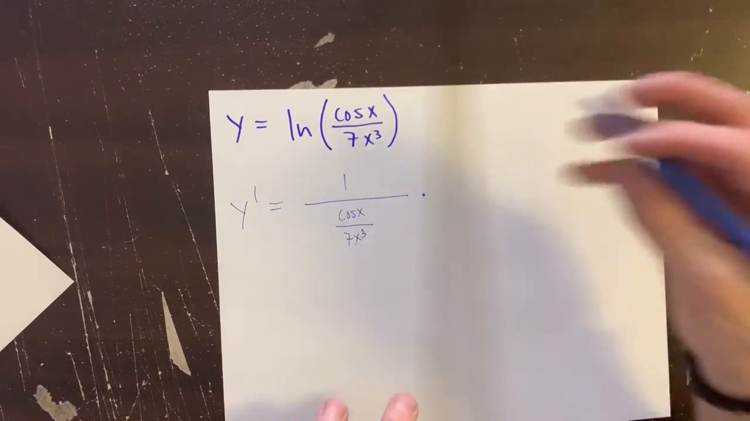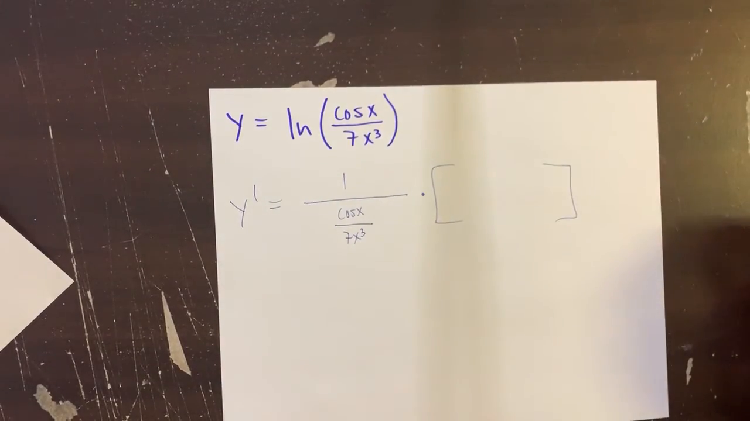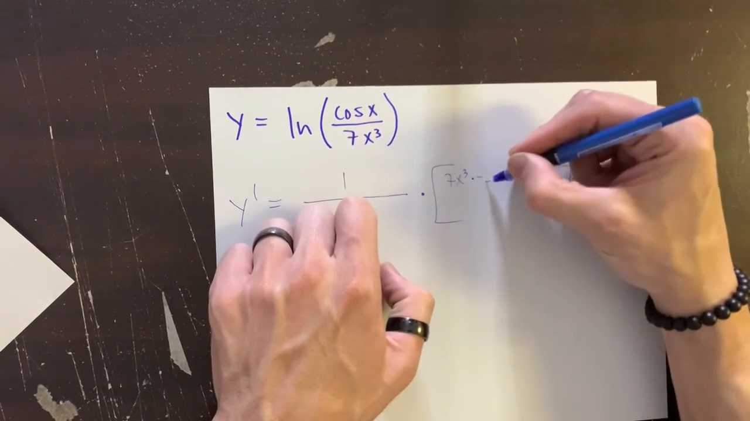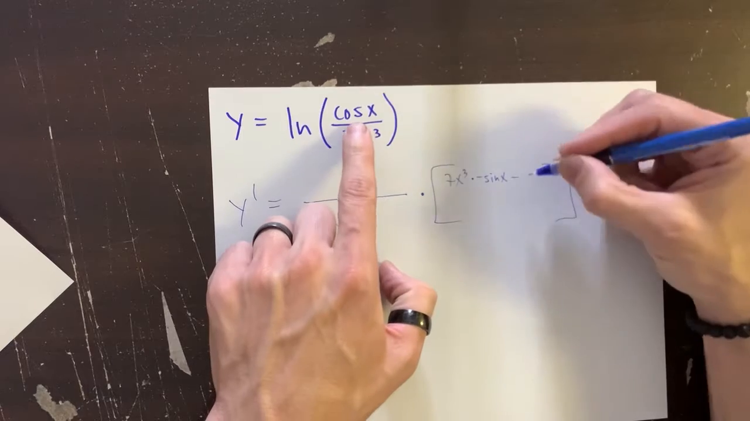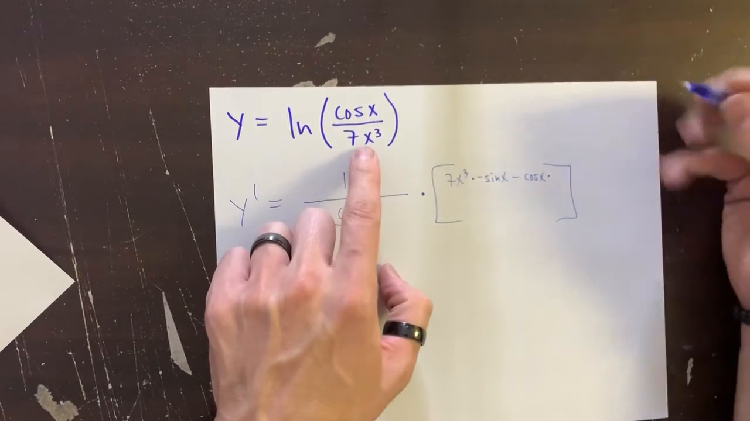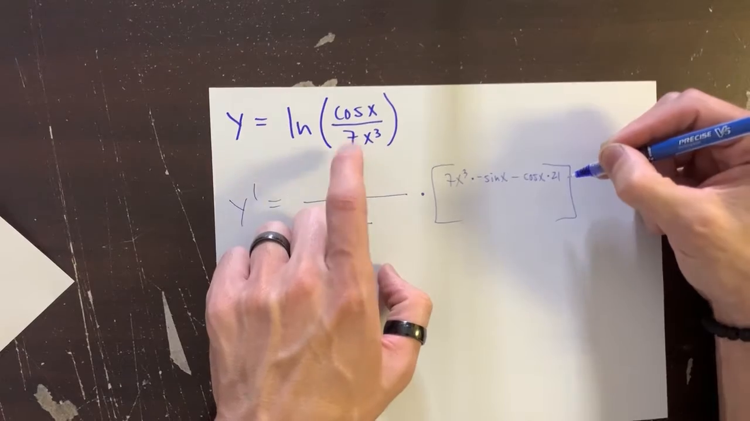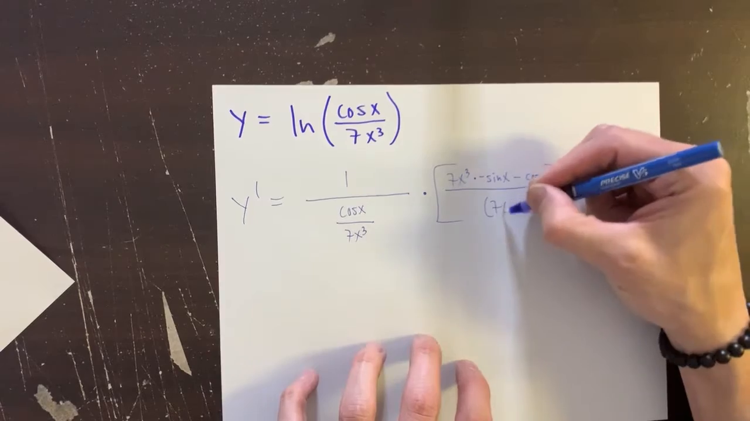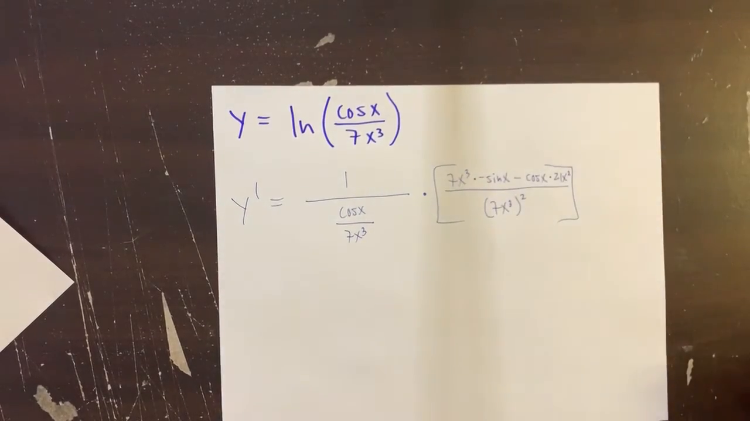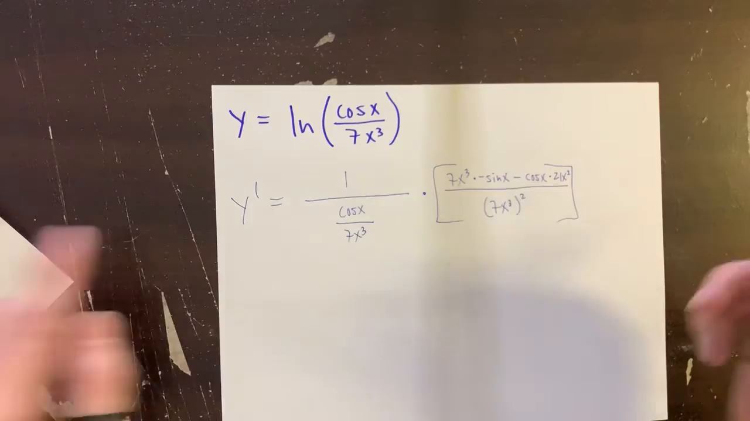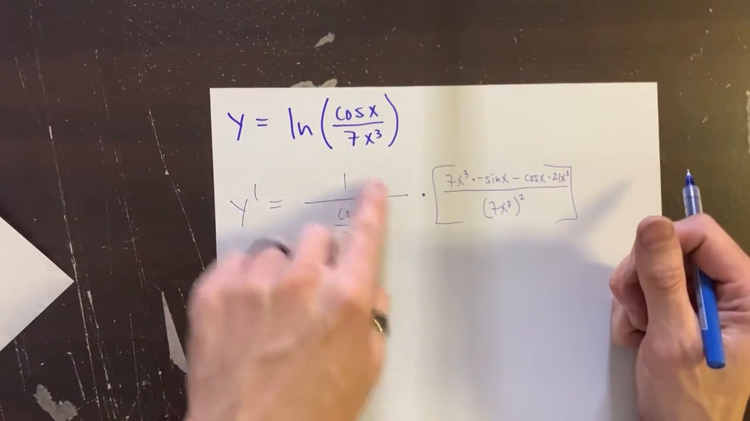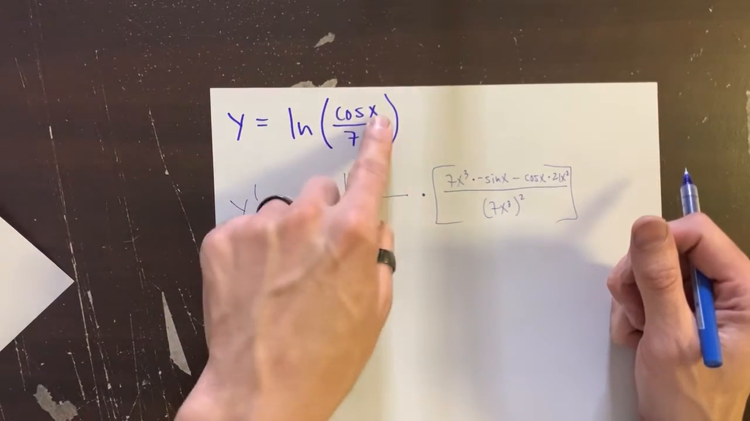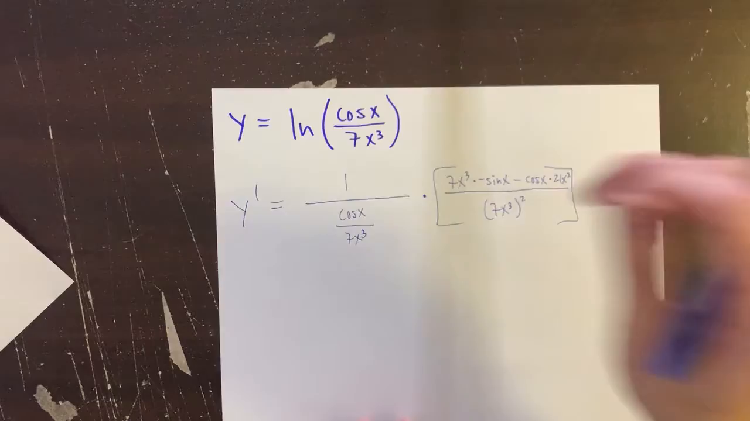Okay, so the quotient rule says, let me go like this. The quotient rule says bottom times the derivative of the top, that's negative sine, minus the top times the derivative of the bottom, that's a power rule, that'd be 21x squared, all over the square of the bottom. So let's see, my first layer was natural log. This addressed the derivative of natural log. And then I multiplied by the inner layer. The derivative of this, well, this was a quotient, so I hit it with the quotient rule.